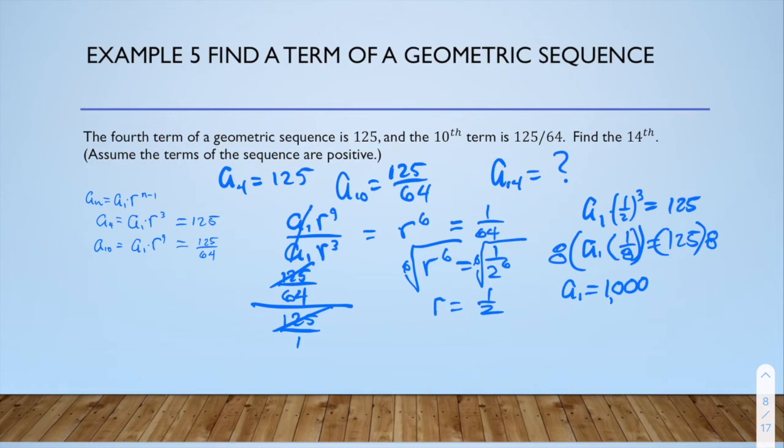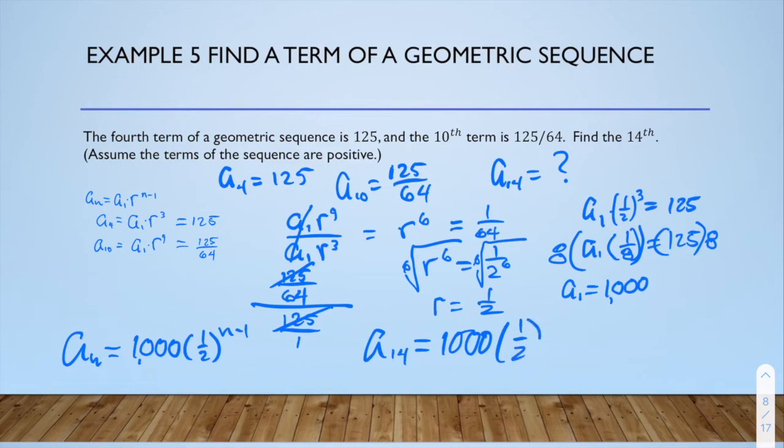So we can actually write a sub n then is equal to 1,000 times 1/2 raised to the n minus 1. So a sub 14 then is going to be 1,000 times 1/2 raised to the 13th power. Pick up a calculator, 1 divided by 2, take that answer and raise it to the 13th power, and multiply that by 1,000. And we get 0.1221. And there it is.